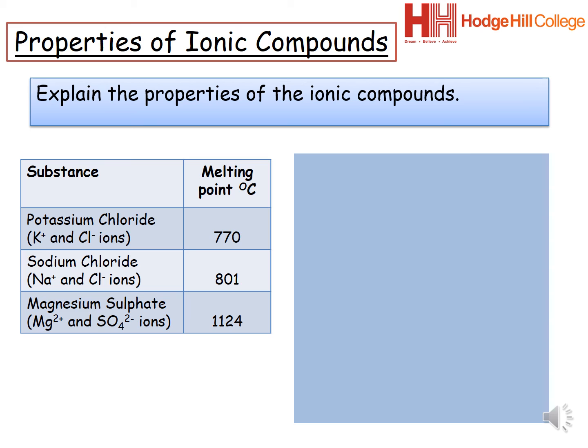Now we're going to focus on the melting point of the ionic substances. You should be able to explain why ionic compounds have a high melting point. More energy is needed to overcome or break the strong electrostatic forces between the ions in the ionic compound. As a result, they have high melting points.